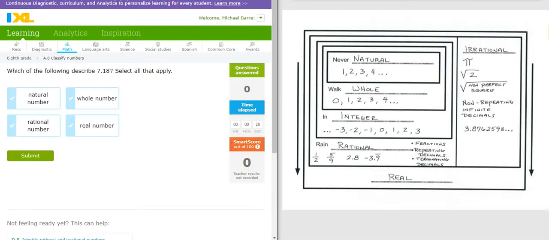Hey, this is Mr. Barr, and this IXL deals with classifying numbers. And you can notice right here I have my number sets so I can refer back to them. I recommend that you get your number set guide out as you do this.